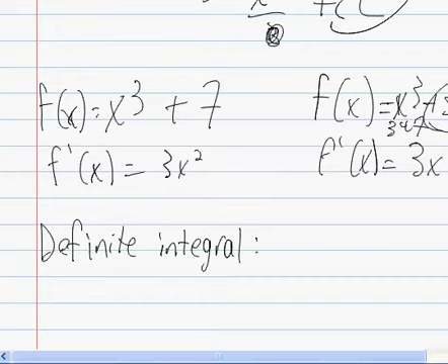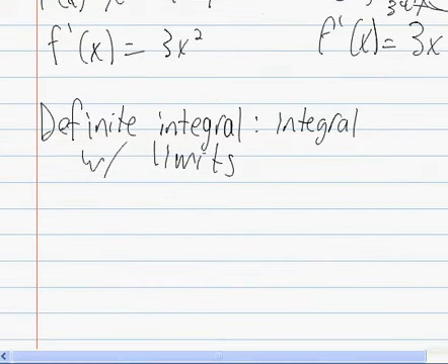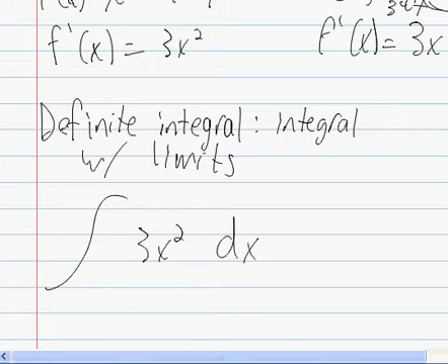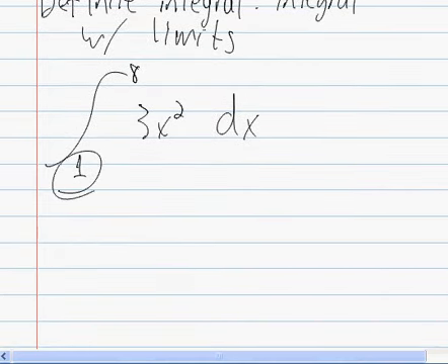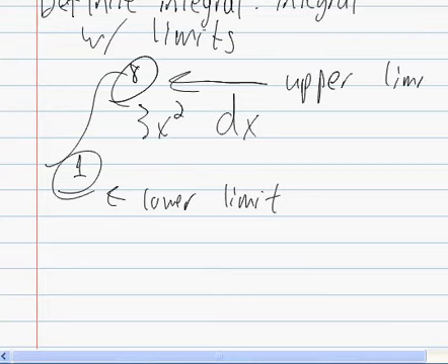It is an integral with limits. So let's say we go back to the one we had, 3x squared dx, but now we're going to have some numbers on the side, let's say from 1 to 8. These are the limits. This is the lower limit, that's the upper limit. And all those mean is that when you're done taking your integral, you just plug those limits in.